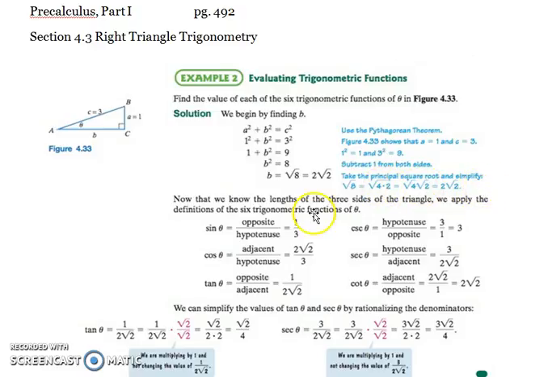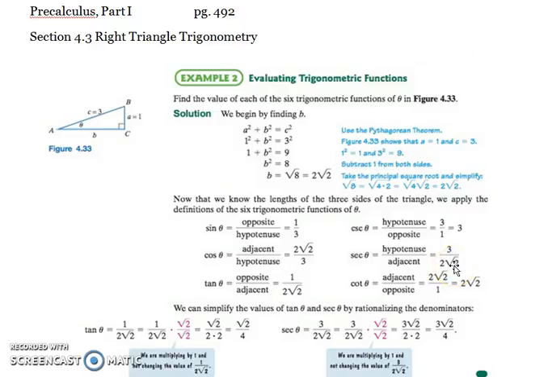Okay. Now you just do your ratios. Here's your theta. Make sure you look to see which angle they're calling theta. So sine would be opposite 1 over hypotenuse 3, and cosecant would be the reciprocal of that, which is 3 over 1, or just 3. Cosine is going to be adjacent, which is the side we found. That's the 2 square root of 2 over 3. The secant is going to be the reciprocal of that.